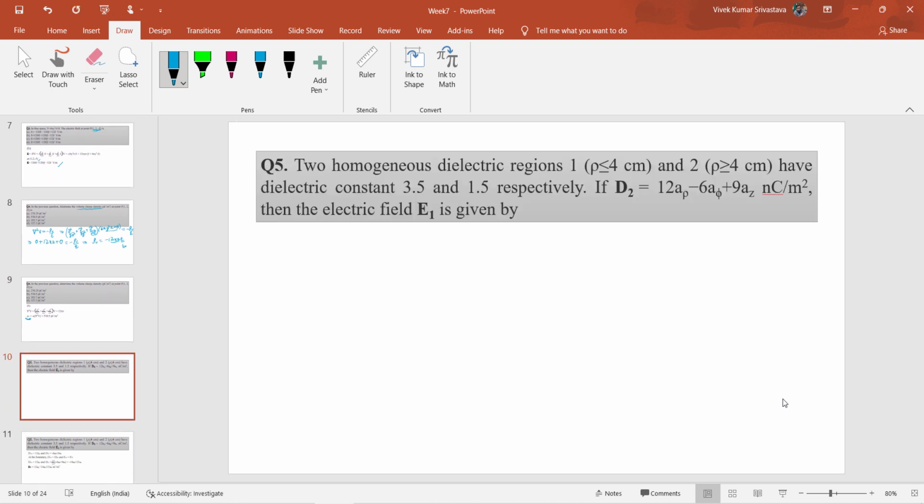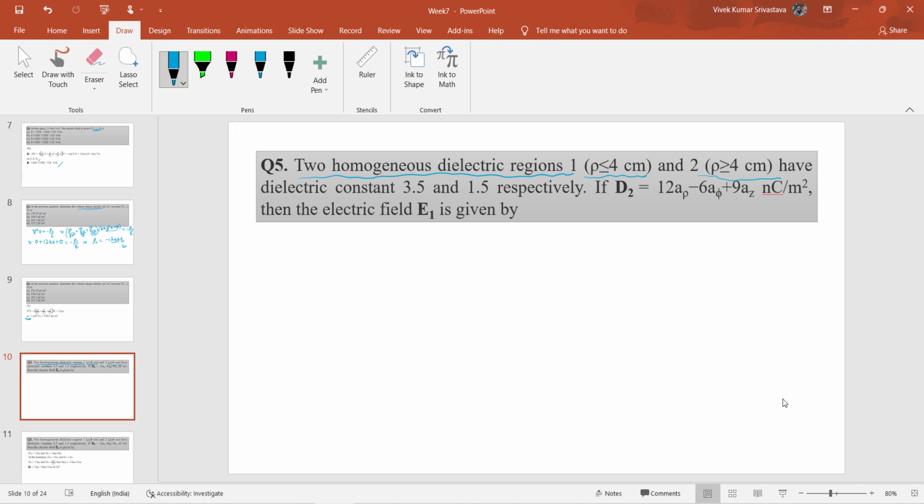Now moving ahead, the next question states that two homogeneous dielectric regions, region 1 where rho is less than or equal to 4 centimeter, and region 2 where rho is greater than or equal to 4 centimeter, have the dielectric constants 3.5 and 1.5 respectively. If D2, that is the displacement vector in region 2, is given as this, then we have to find the electric field E1, that is in region 1.